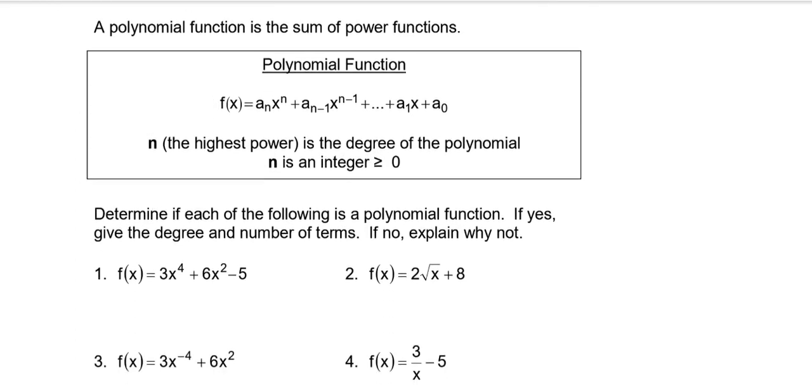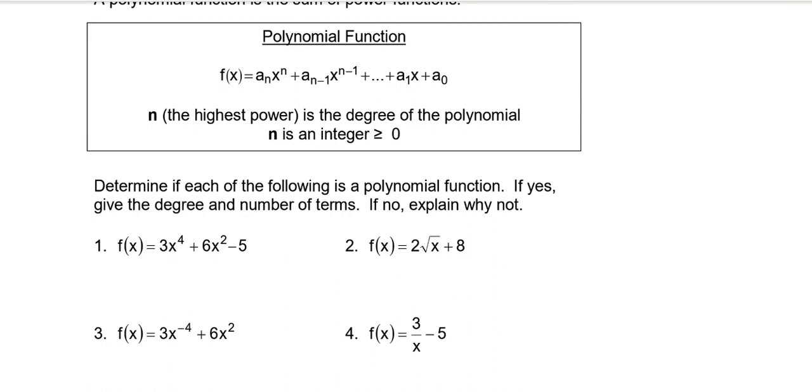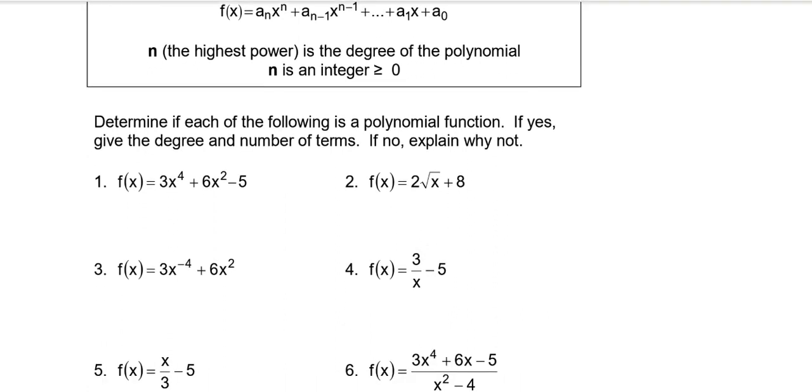Okay, polynomial functions. A polynomial function means that we can write it as a sum of power functions, and that n has to be an integer greater than or equal to 0. So we are going to determine if each of the following is a polynomial. If yes, we're going to give the degree and the number of terms. If no, we're going to explain why not. Actually, I'm not going to explain why not. I'm not going to write it down.